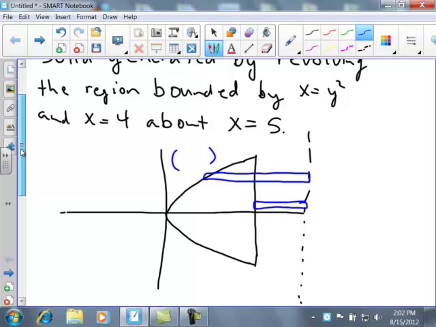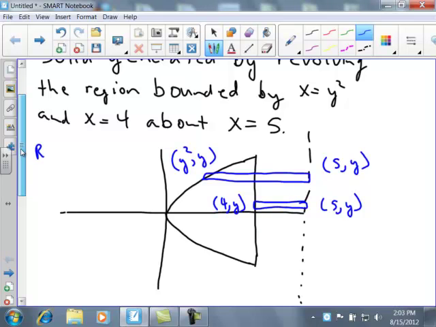On the curve, x is equal to y squared, so this point is y squared comma y. Over here, x is equal to 5, so this is 5 comma y. Then all my points here are on the line where x is equal to 4, so this is 4 comma y, and again this is still 5 comma y. Once I have that, I have both of my pieces: my outer radius and my inner radius.